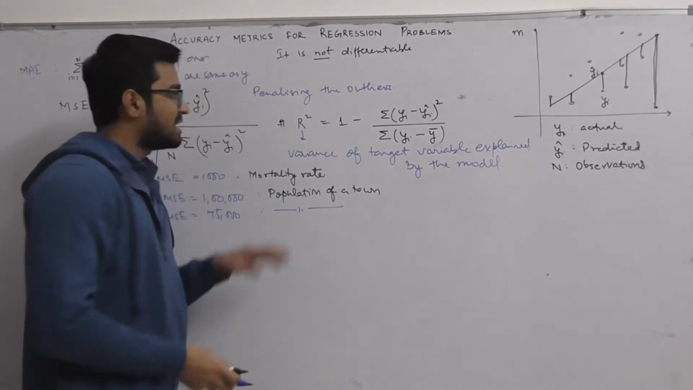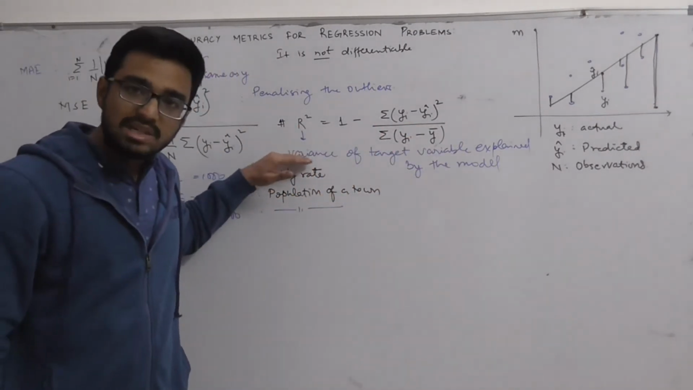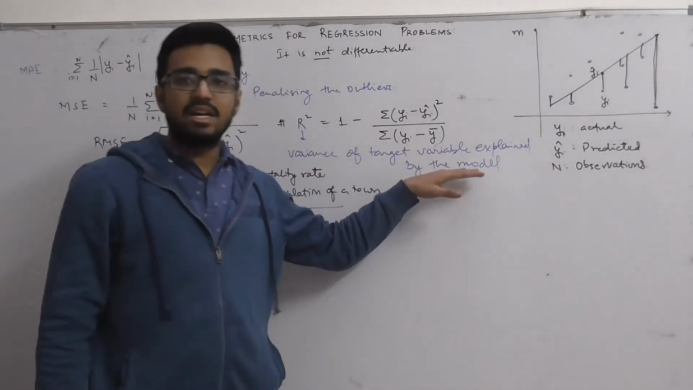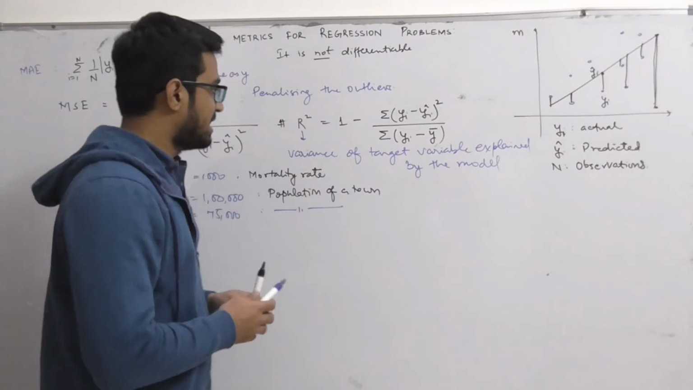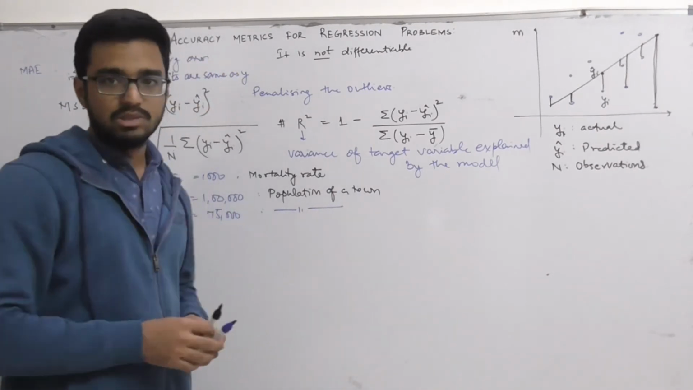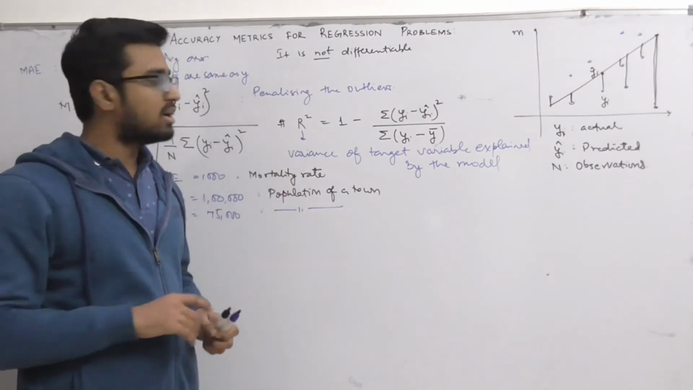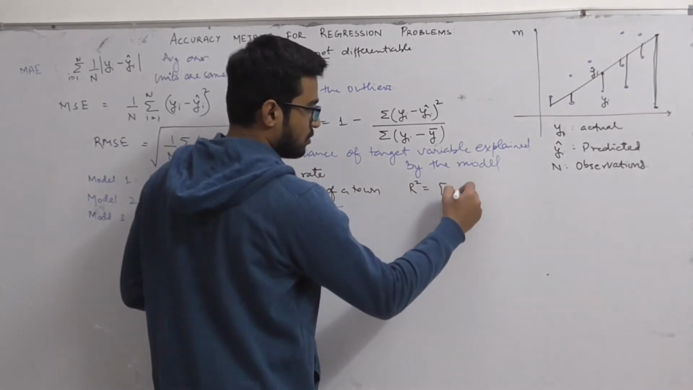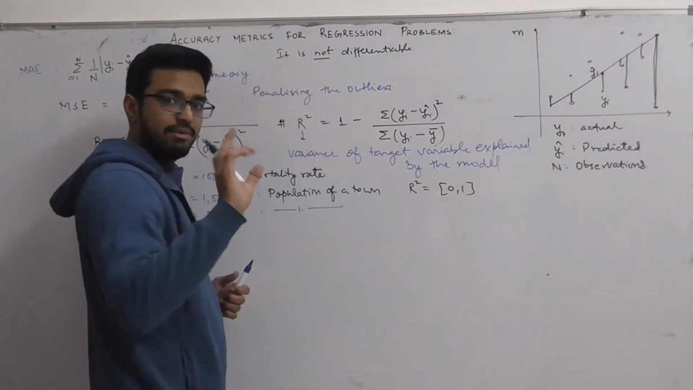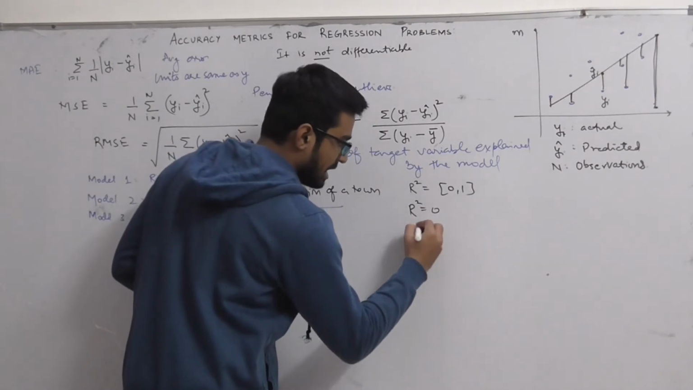So what does R square represent? It represents the percent of variance of the target variable explained by the model. Let us say we have two extreme values now. R square varies from 0 to 1, so we have two extremes, R square equal to 0 and R square equal to 1.